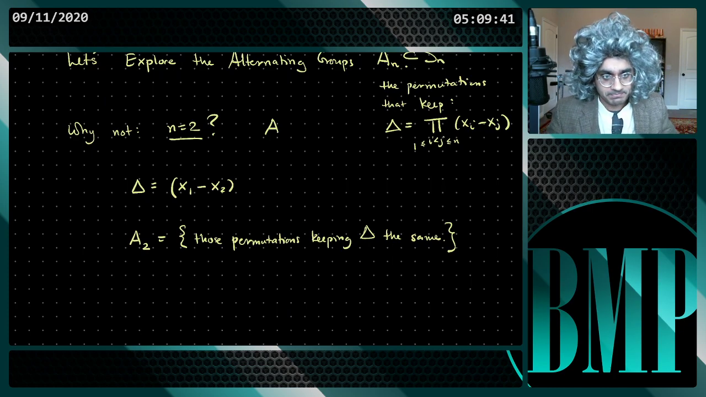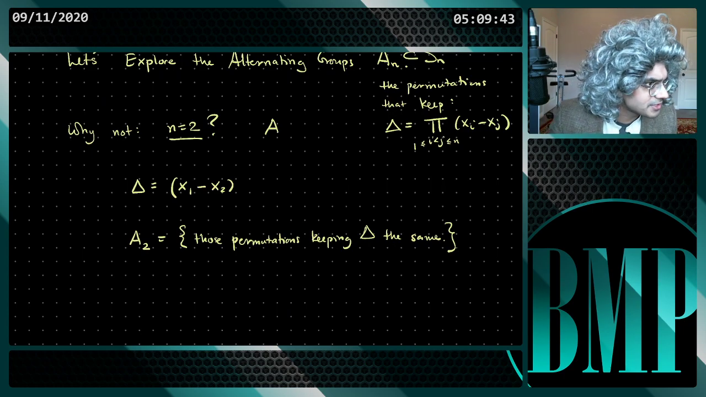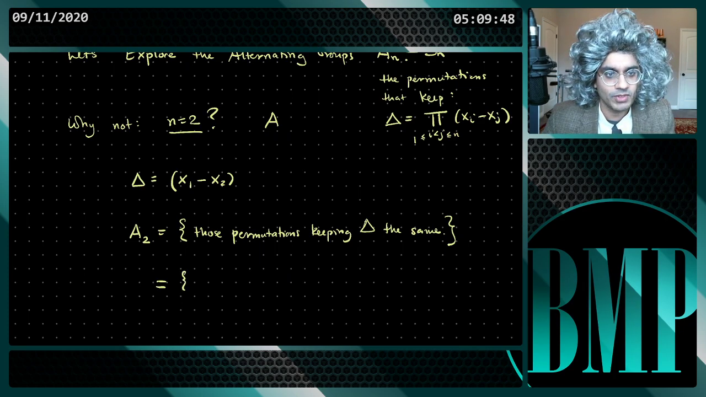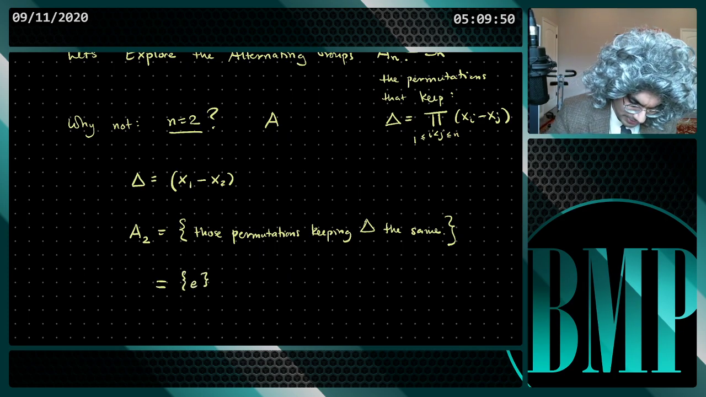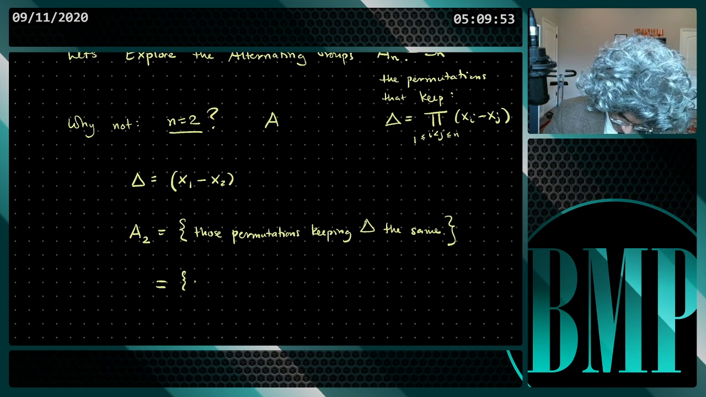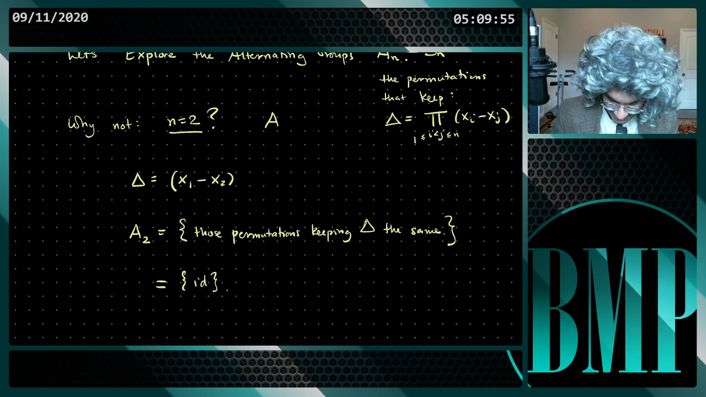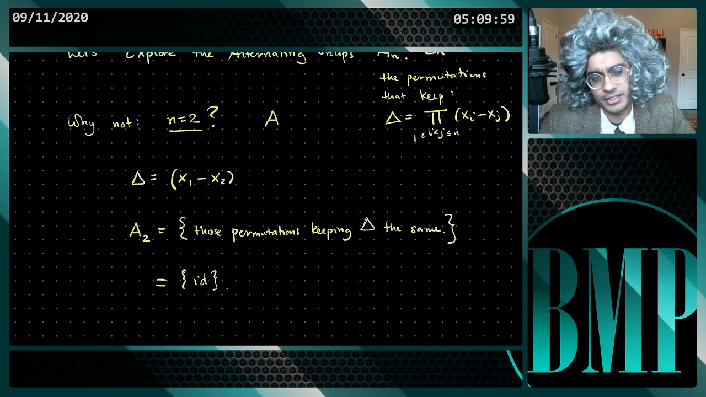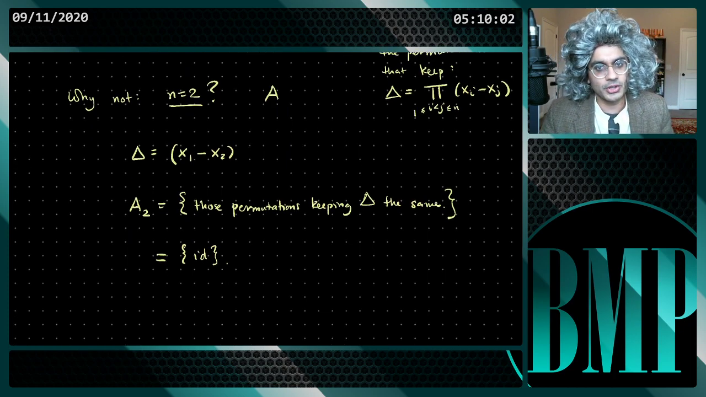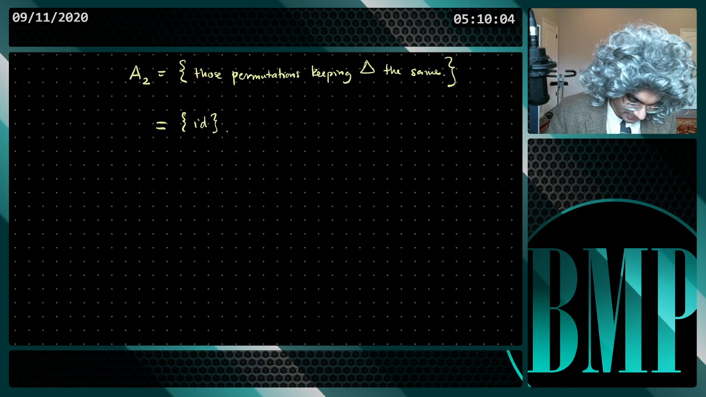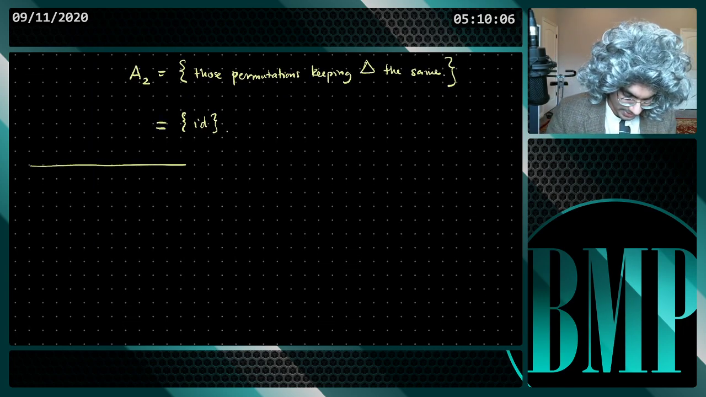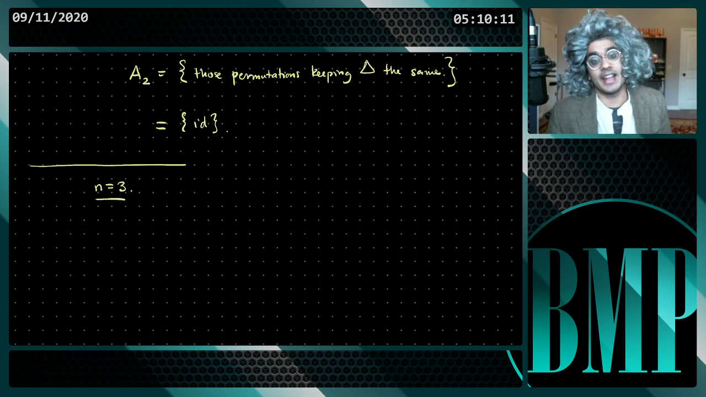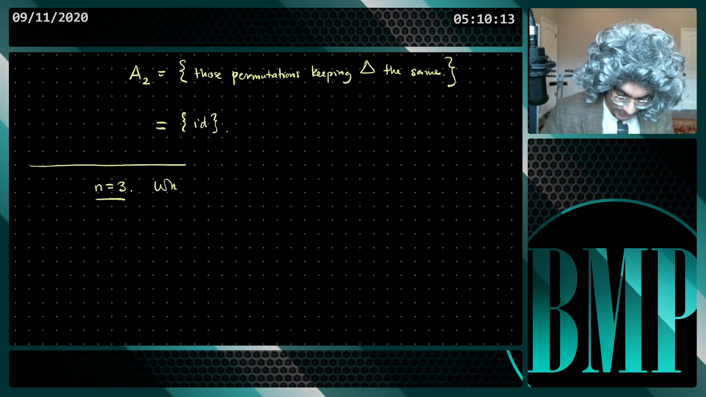All right, awesome. So those are the permutations keeping this discriminant fixed. But this is clearly only the identity permutation. And so that's why A2 is a silly example. A2 is just the identity subgroup. The alternating groups will start getting more interesting when we look at n equals 3. So let's look at n equals 3. What is A3?